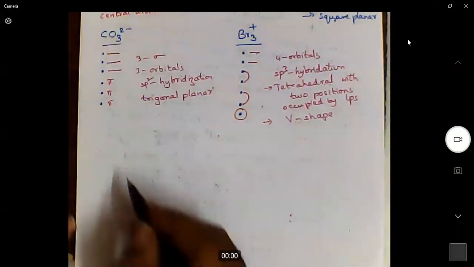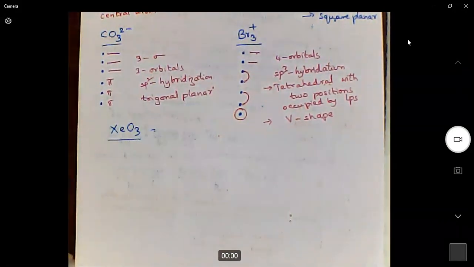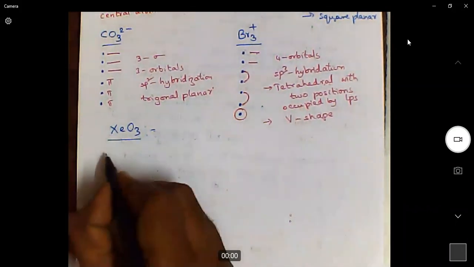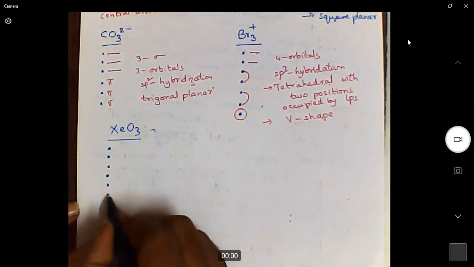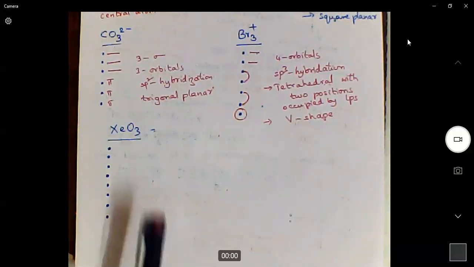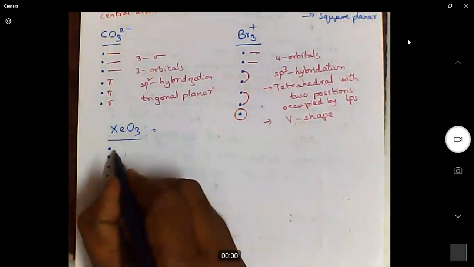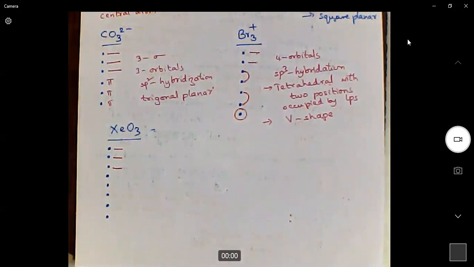Now we will discuss the XeO3 molecule. In xenon trioxide, xenon is the central atom. Xenon is having 8 valency electrons. Xenon is bonded to 3 oxygens. So each oxygen will form 1 sigma bond. So 3 oxygens will form 3 sigma bonds.